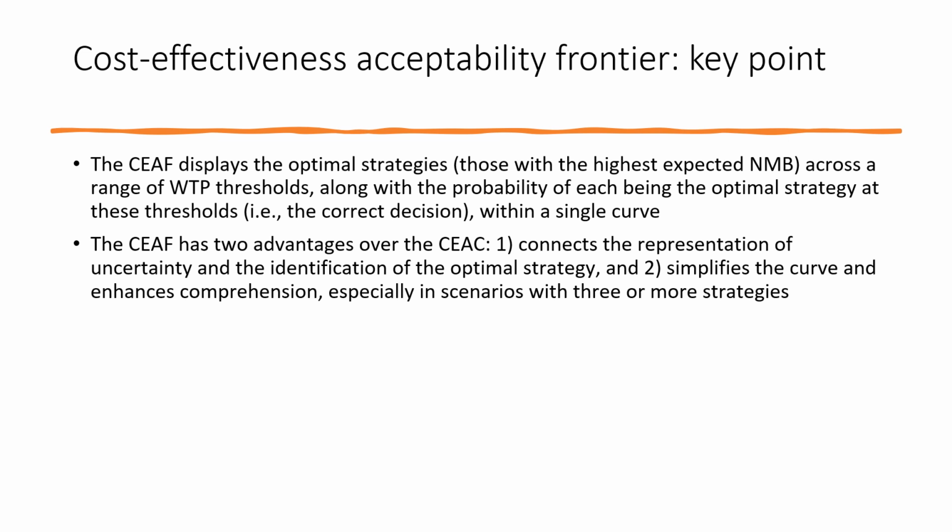Cost-effectiveness acceptability frontier. Key points. The cost-effectiveness acceptability frontier displays the optimal strategies across a range of willingness to pay thresholds, along with the probability of each being the optimal strategy at these thresholds, within a single curve. The cost-effectiveness acceptability frontier has two advantages over the cost-effectiveness acceptability curve. 1. Connects the representation of uncertainty and the identification of the optimal strategy, and 2. Simplifies the curve and enhances comprehension, especially in scenarios with three or more strategies.